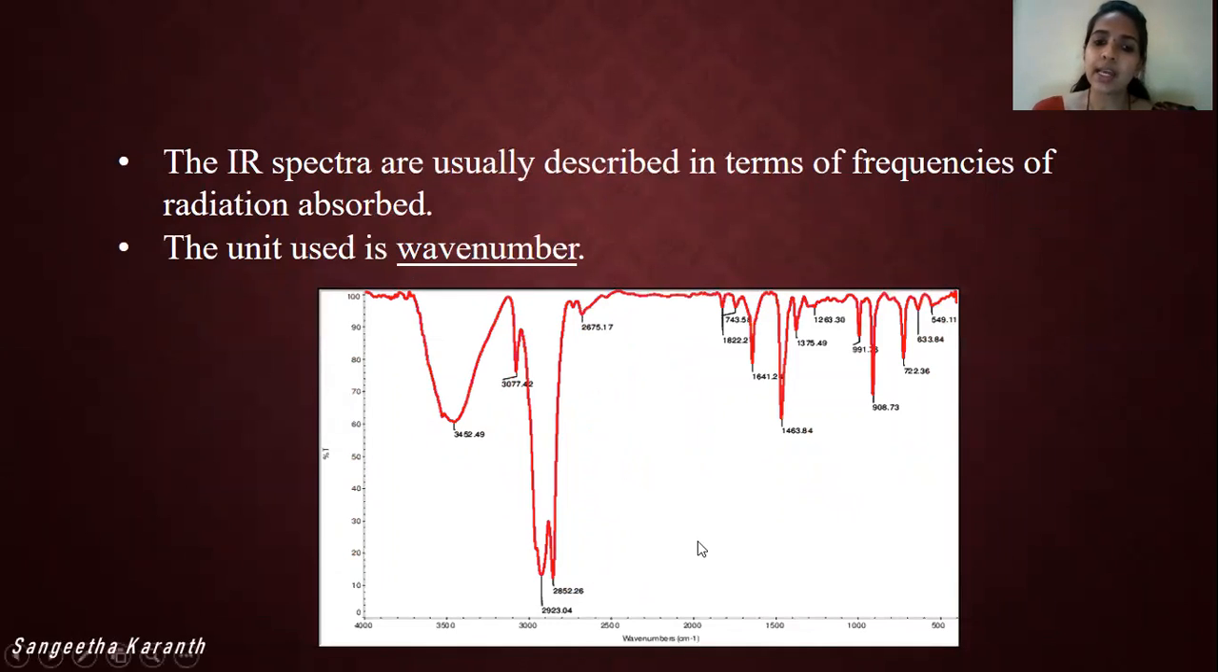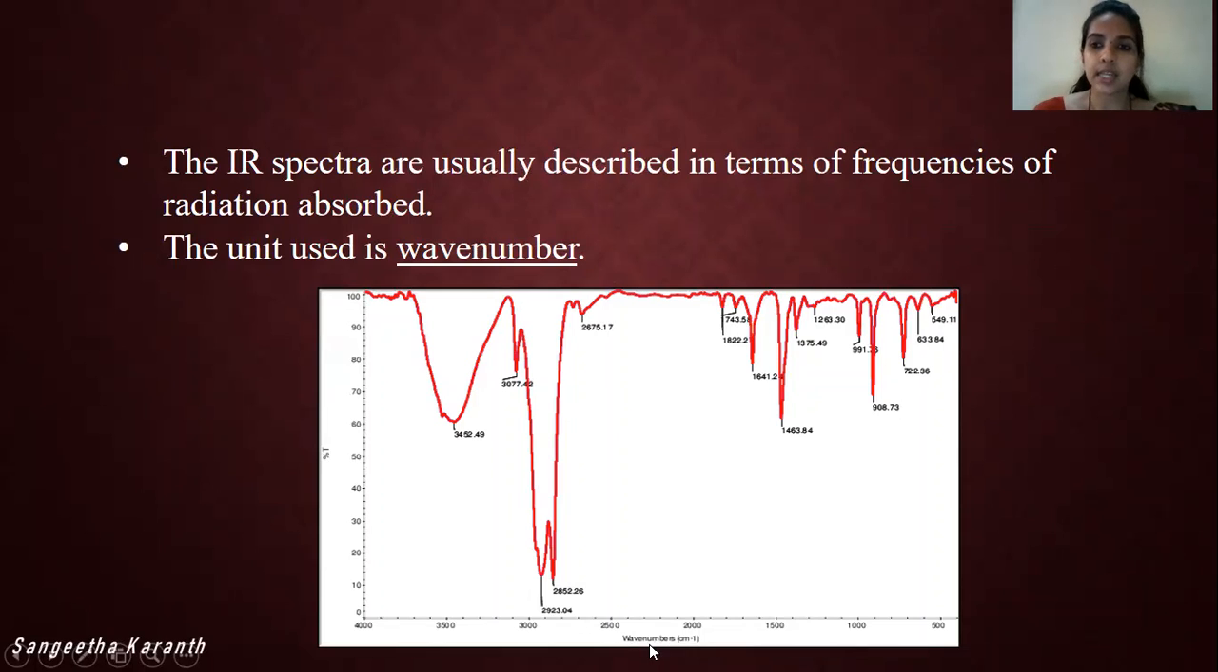Here, this is a typical representation of an IR spectrum. We usually express the vibrations that are taking place in the molecules in terms of wave numbers. Here we can see in the x-axis we plot wave numbers, whereas in UV visible spectroscopy we usually measure the wavelengths, that is the lambda max values. But in IR spectroscopy we express this in terms of wave numbers.